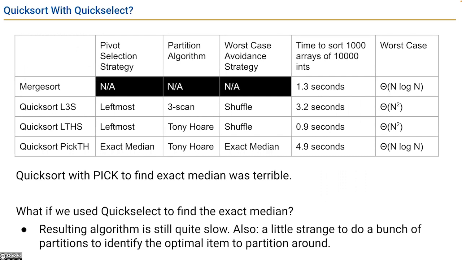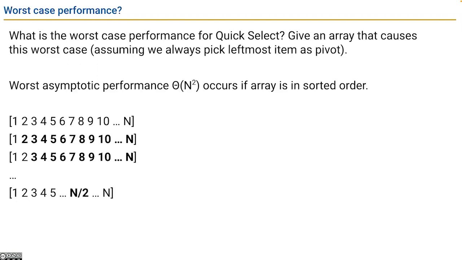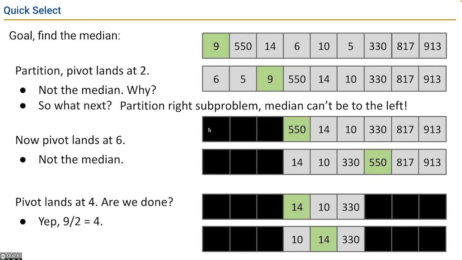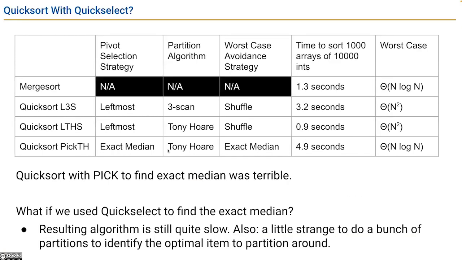Okay. So in theory, if this is an algorithm for finding the median that is even faster than Bob Tarjan and so forth's algorithm, could we use quick select to find the exact median? Technically, you could, but it'd be very weird, right? You'd be doing a bunch of partitions to find the median, and then you would use that as the item to partition around. You could technically do it.